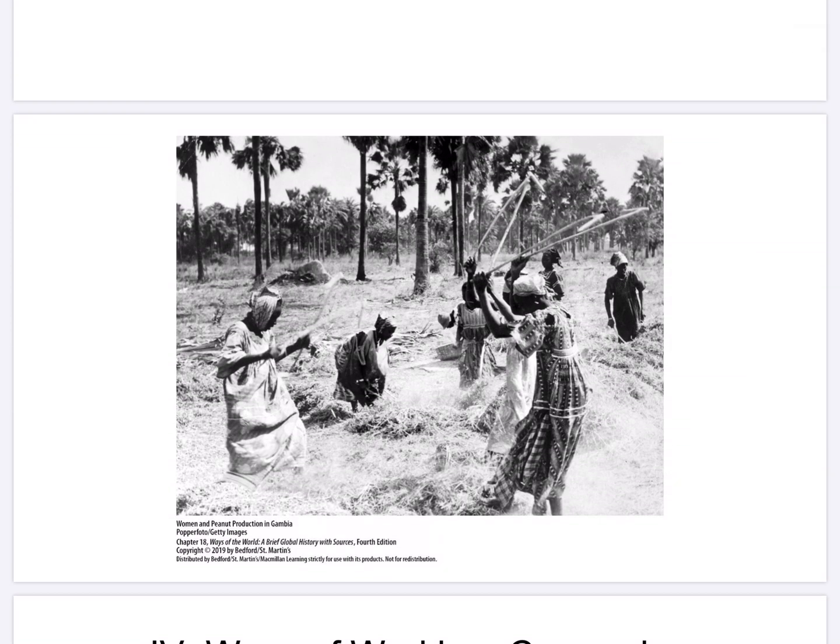Women and peanut production in Gambia. In this photograph from the British colony of Gambia in West Africa, women are threshing peanuts, separating the nuts from the plants on which they grow. And throughout the colonial era, peanuts were the colony's major export crop, and women were heavily involved in their production. So using information from this image, explain how women's lives changed yet remained the same during 19th century colonization.